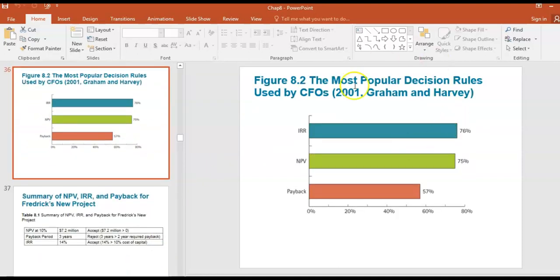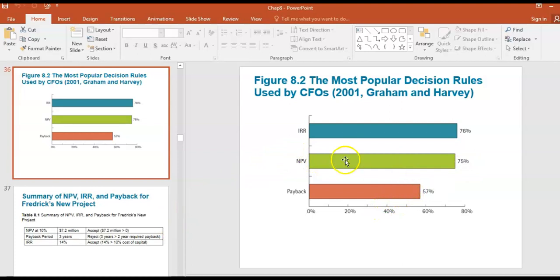All right, I like this. 2001, a survey of decision rules used by people in industry, and net present value is right near the top. Internal rate of return comes out ahead, and so you can interpret this as saying the most popular decision rules for people in, this is 2001, I saw a new version of this 2015, very similar results. When they were asked to list their top 3 decision rules, 57% included the payback period, 76% included the internal rate of return, 75% included net present value.